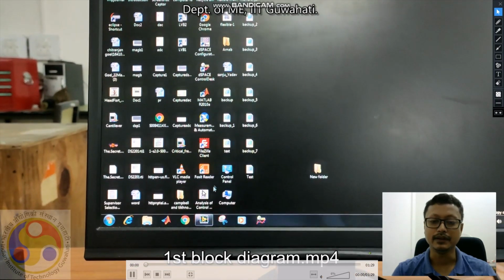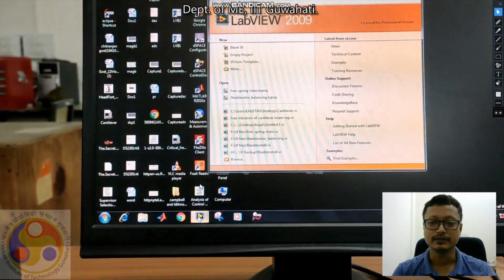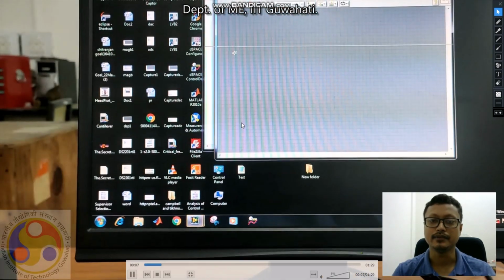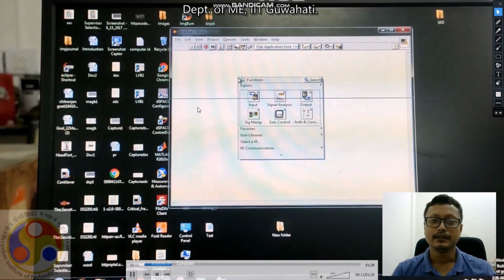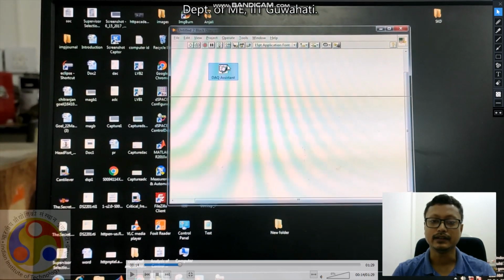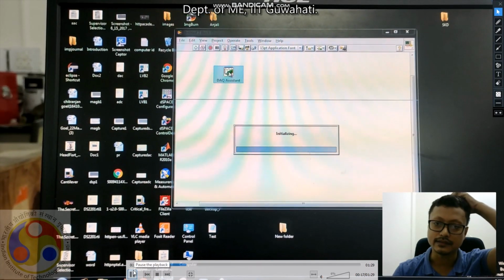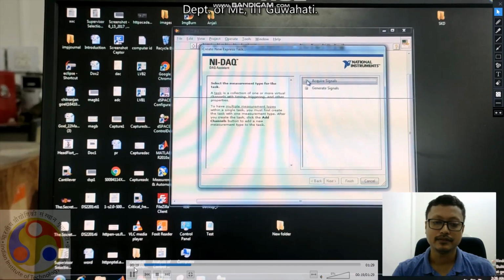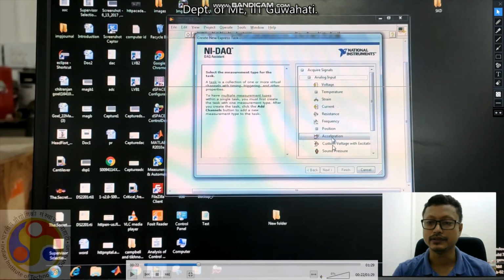Next, I'm building the block diagram with NI LabVIEW software. So this type of interface it is. NI LabVIEW software. If you open it, 2 windows will come like this. Then you need to select input. You select the data acquisition assistant. Then you need to configure this assistant with your sensor, whatever you connect. So we are using an accelerometer, so we select acceleration here.